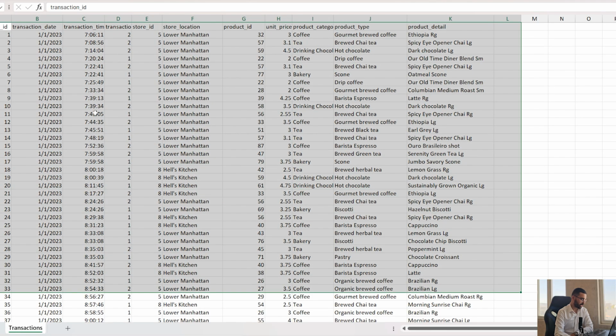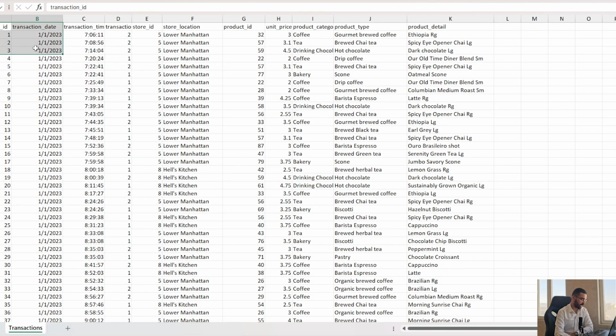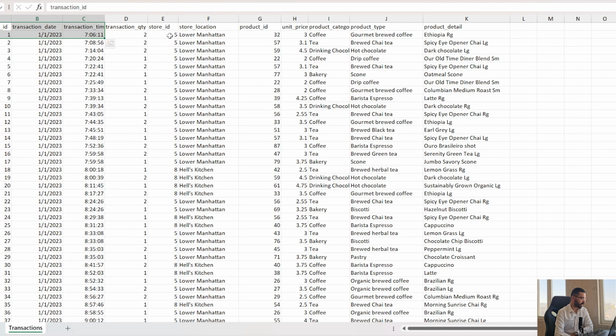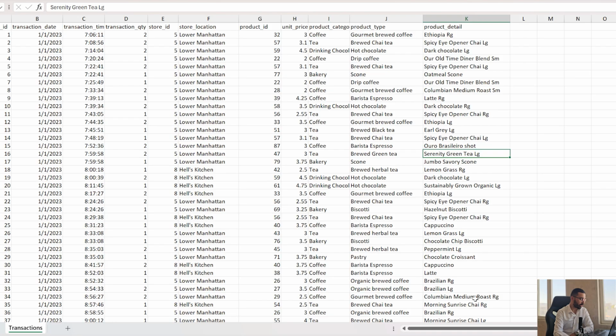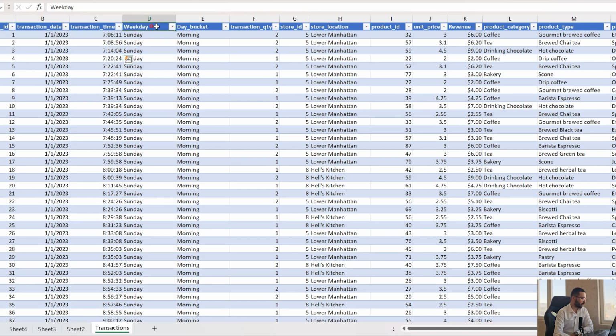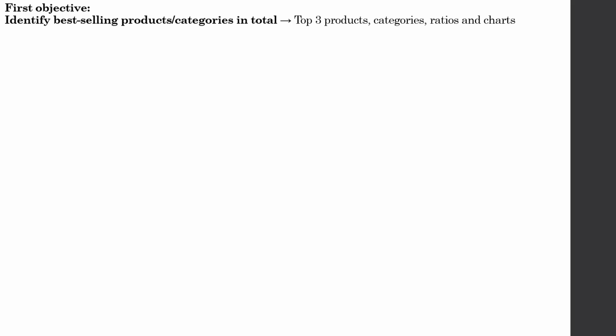Now let's have a look at our dataset. As you can see, we have transaction related info like date, transaction ID, transaction time, transaction quantity, store ID, store location. These are store related information. We have product ID, unit price, product category, type, and detail. And some columns are missing here that I have added in my own version. I have added these 2 columns here. This is feature engineered, we could say, and revenue is generated again by me.